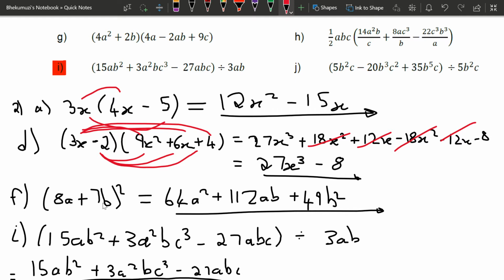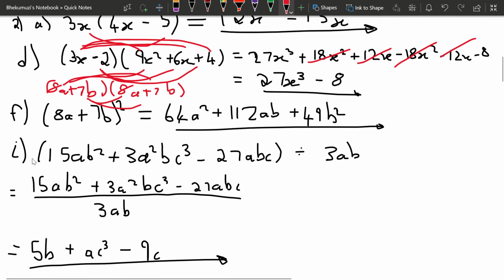And what happens is that, okay, this square here basically means that we have 8a plus 7b multiplying itself, as (8a plus 7b)(8a plus 7b). And so from here, you multiply in for both, and then you'd find your answer to be 64a squared plus 112ab plus 49b squared. And that would be your solution for that one.